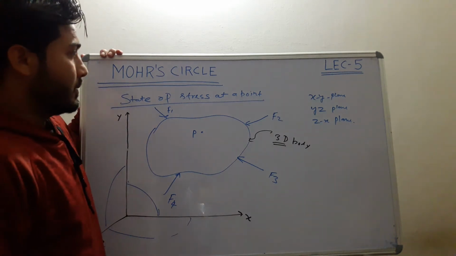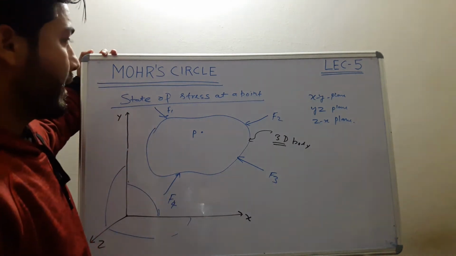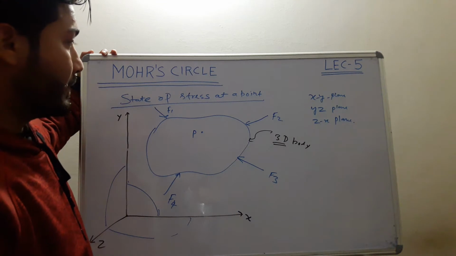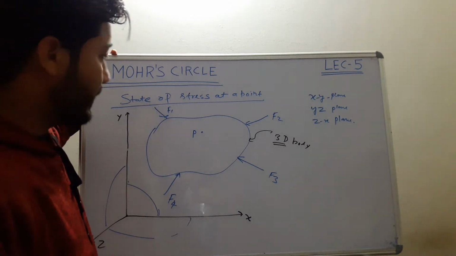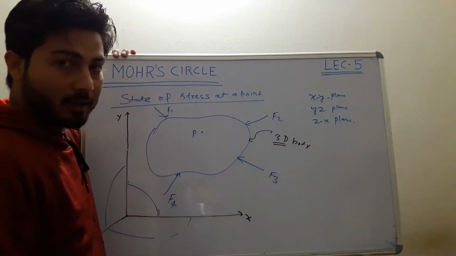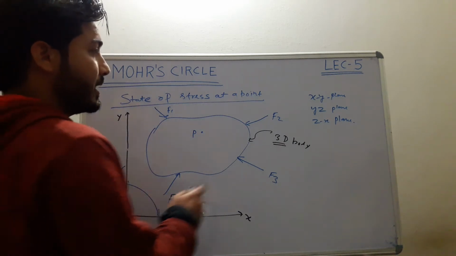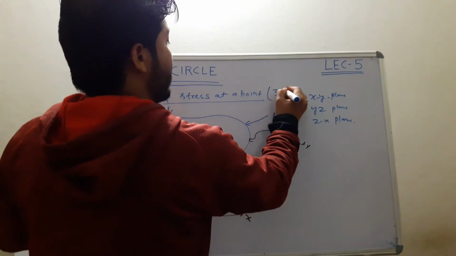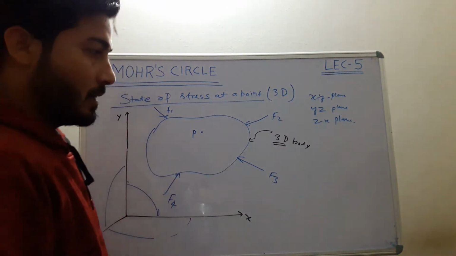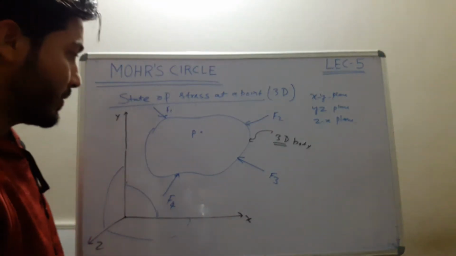Okay. So before constructing Mohr circle, we have to know how to write the state of stress at a point in general. In general means in three-dimensional space, how to write a state of stress at a point P.